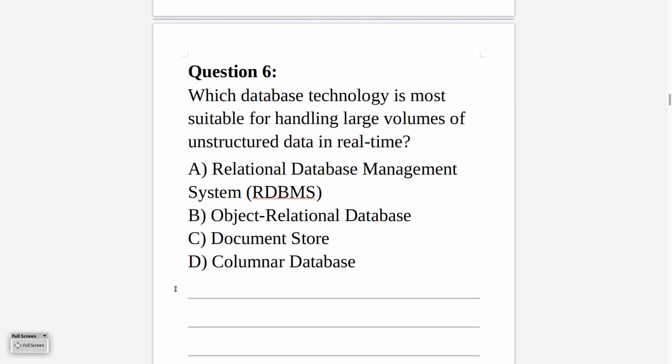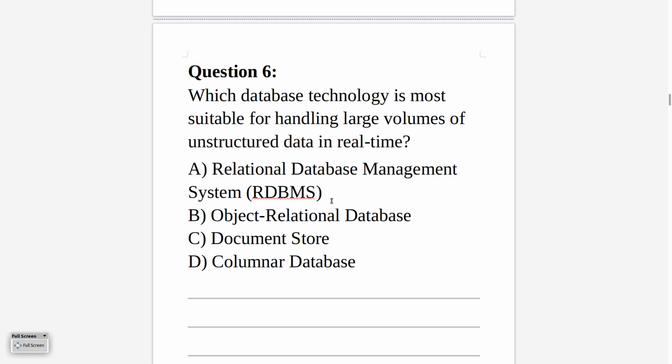Question 6. Which database technology is most suitable for handling large volumes of unstructured data in real time? Is it relational database management, RDBMS? Is it object relational database? Is it document store? Is it columnar database? Okay. So, if you don't know, there's structured data, which is fixed columns, SQL type databases. There's semi-structured, which is NoSQL type, typically storing documents, and there's unstructured, which is none of the first two. It's not like a database. You would just put it in object storage.